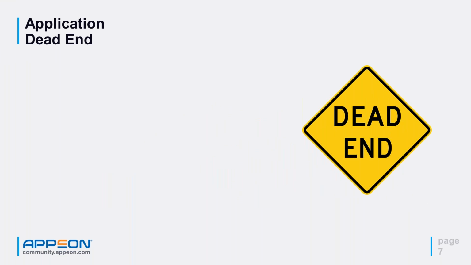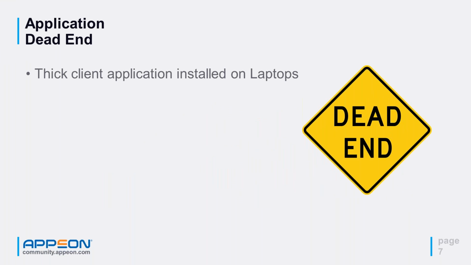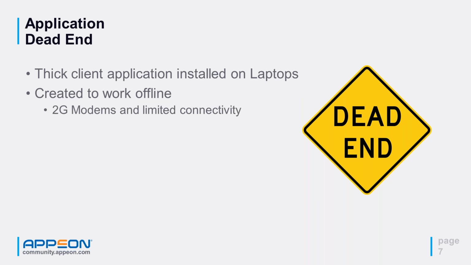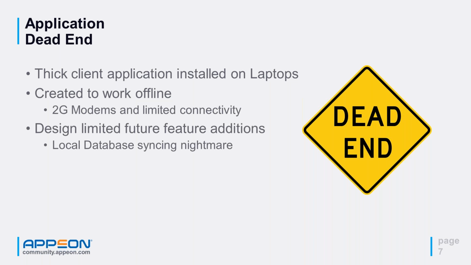So now I'm going to talk a little bit about how we have an application where we know it's coming to the end of its life cycle. It's a thick client application on a laptop that was developed to work offline because at the time the technology was 2G modems. So it was designed with limited feature editions, and we found out that it has a high cost to support it. So what ends up happening is a lot of Band-Aid fixes are being applied to this application. So we knew at some point this application was going to end.